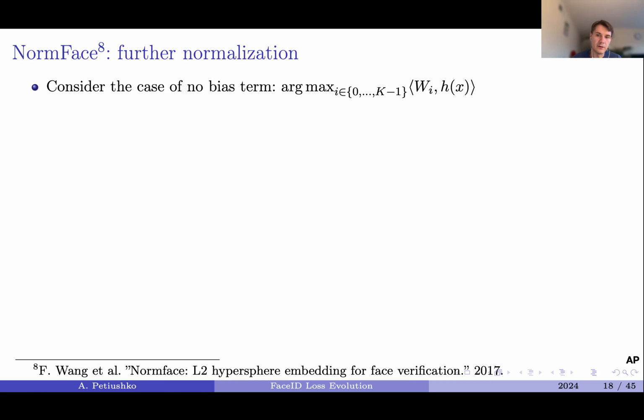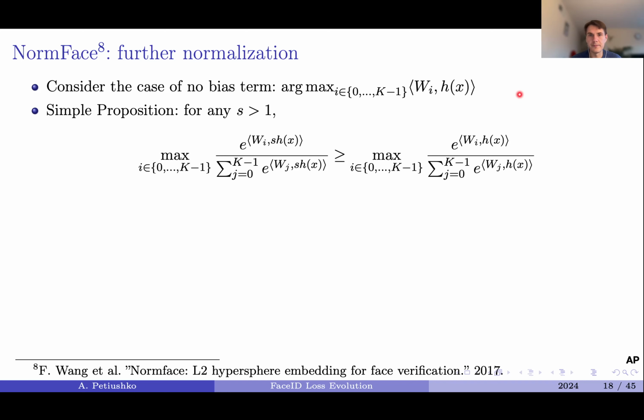Okay, let's go a little bit further. Consider the case where we do not have the bias term. So we are just doing argmax over i in the set composed of 0, 1, etc., k minus 1, of the dot product of wi and h of x. So we do not have this term here.